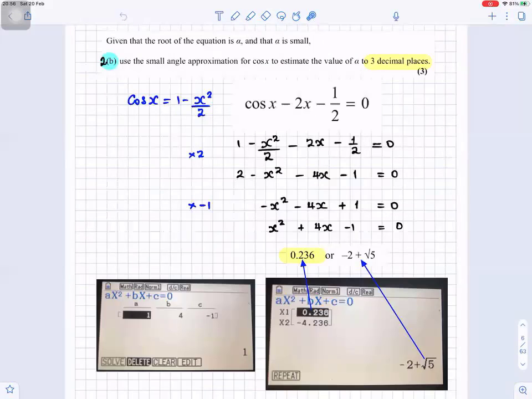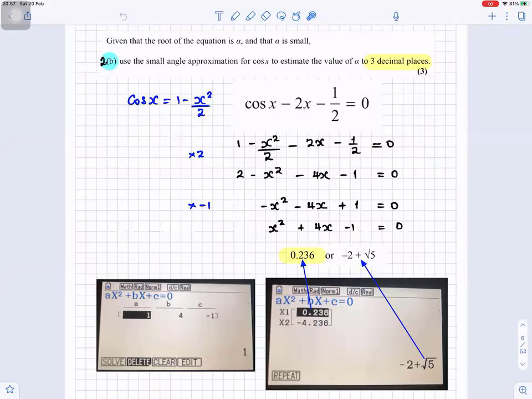Given that the root of the equation is alpha, and that alpha is small, use the small angle approximation for cos x to estimate the value of alpha to 3 decimal places. For small angle approximation, cos x equals 1 minus x squared over 2. That is given to you in the formula book. So you just write 1 minus x squared over 2 and make sure x is in radians.